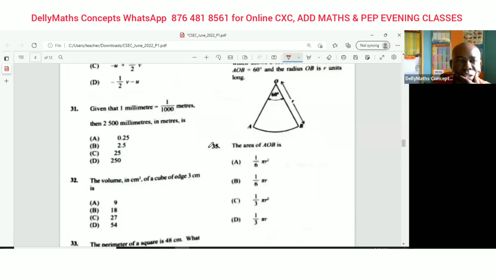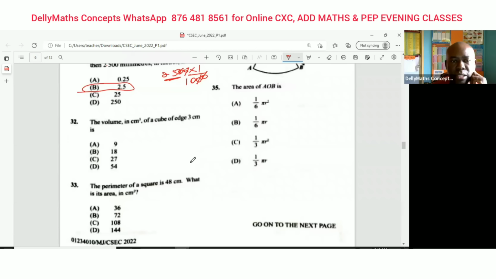All right, given that 1 millimeter is that, to convert into meters you multiply this. Basically the decimal point, we're going to move 3 places to the left. So the answer is 2.5. It's like you have 2,500 and you multiply it by that. If you want to cancel, then 10 into that will give you that. So whichever way you want to do it.